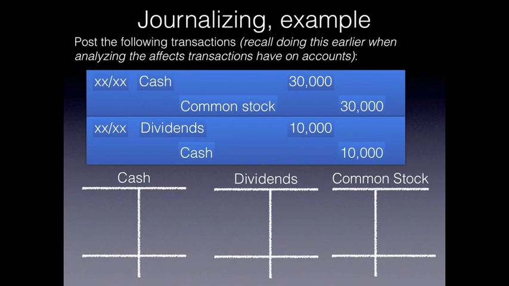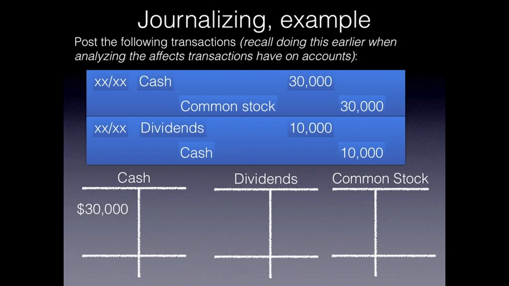So cash, again, is an asset. So we debited cash in this first entry, so I'm going to put it on the debit side of the cash T account. Posting is the easy part. You've already done the hard part when you journalized, which is the first step. The second step is posting.